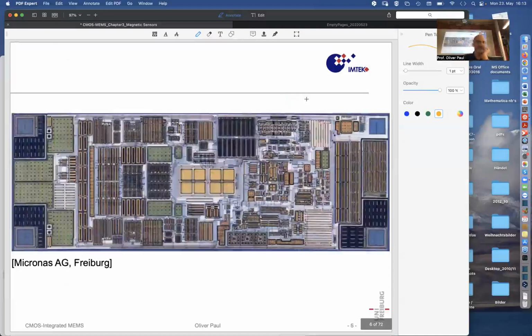And so here you see an example of a Hall sensor from a nearby company, Micronas, an old example. I think it's about 20 years old, this chip, HAL something 400 or 800 or so.